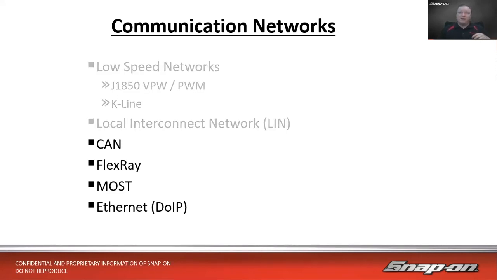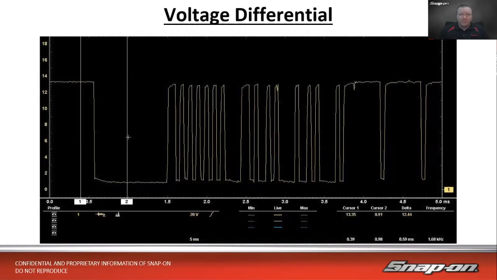So today, we're going to start with a little recap on CAN and a little recap on how networks all work and how we're going to test them. And then we're going to dive into those two-wire networks such as CAN, FlexRay, MOST, and then a little bit on Ethernet as well, or you might hear it called Diagnostics over IP or DOIP. That's one of the newer technologies out there.